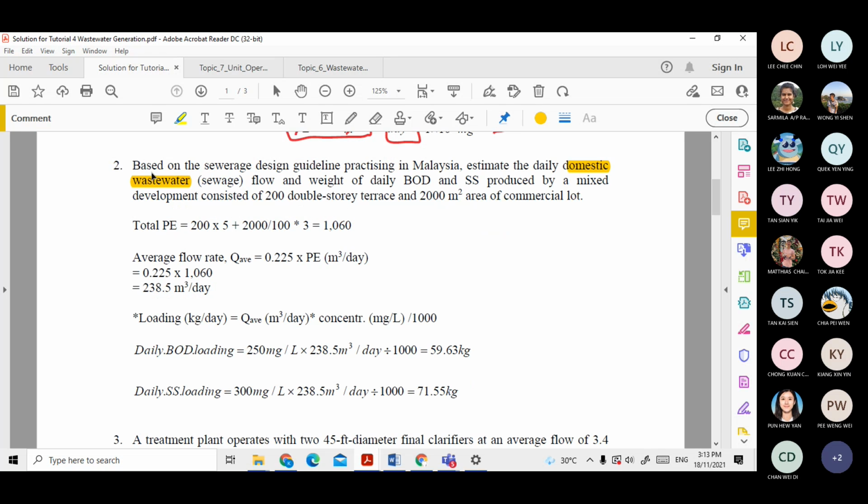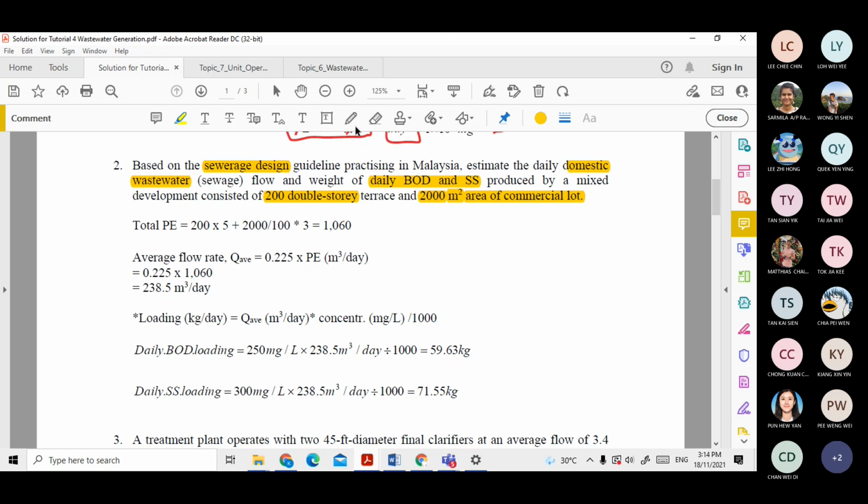The question is based on the sewage design guidelines practiced in Malaysia. Estimate the daily domestic wastewater flow, so you need to estimate how much daily domestic wastewater is produced every day, and then after that, calculate the weight of the daily BOD and SS, meaning calculate this BOD and SS loading, produced by a mixed development consisting of 200 double story and 2,000 meter square area of commercial lot.